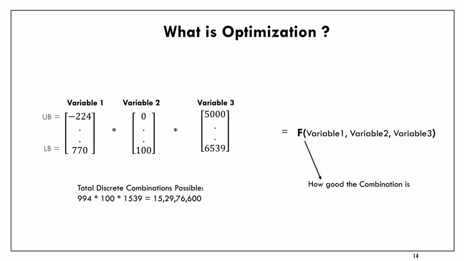Now, if we consider only the discrete possibilities, then look at the number of possible input combinations we have. It's more than 150 million. Now imagine if real values are allowed. For just three discrete variables, we have 150 million input combinations. So out of this 150 million discrete input combinations, return me the particular combination which will give me the maximum concrete strength. This is optimization.